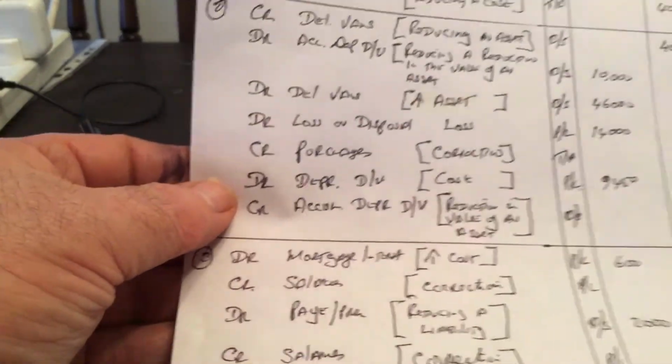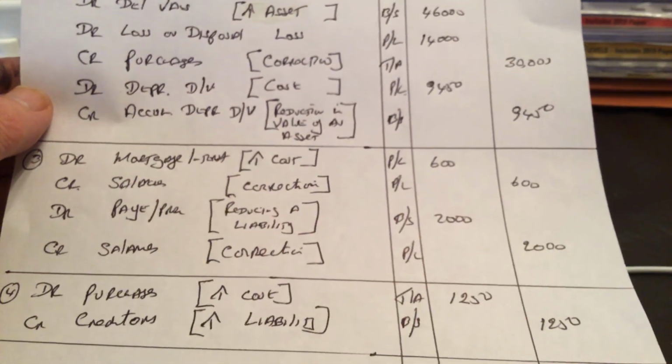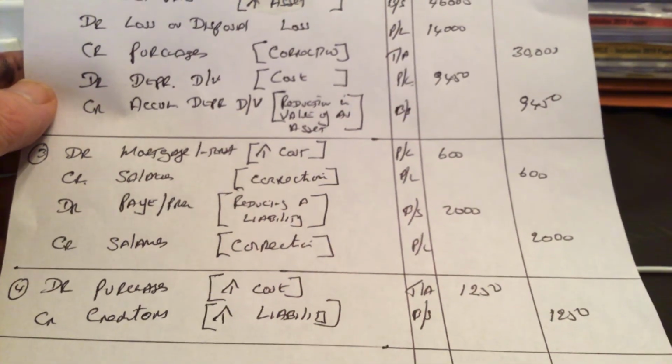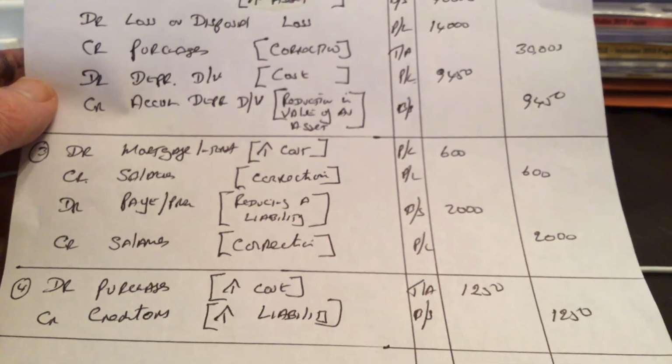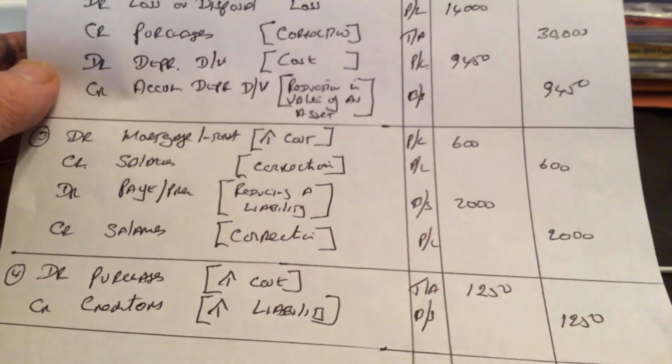And here's the adjustment. Debit delivery vans depreciation, which is an increase of cost in the P&L, 9,450. Credit accumulated depreciation in the balance sheet, 9,450. We'll stop there and go back over it and make sure you know it.